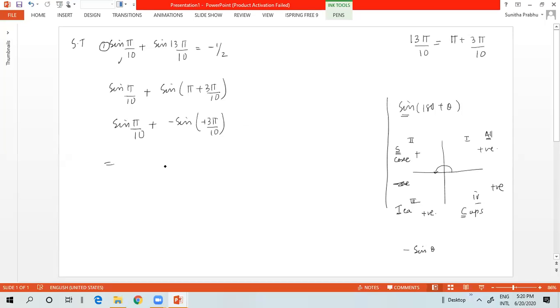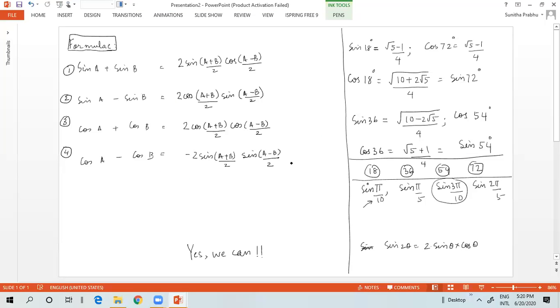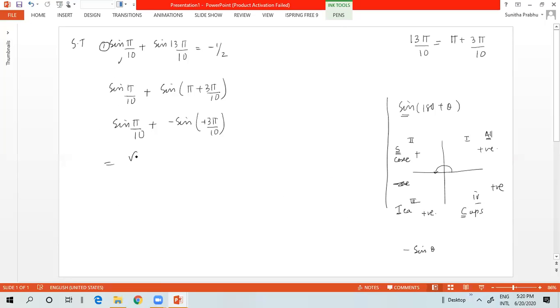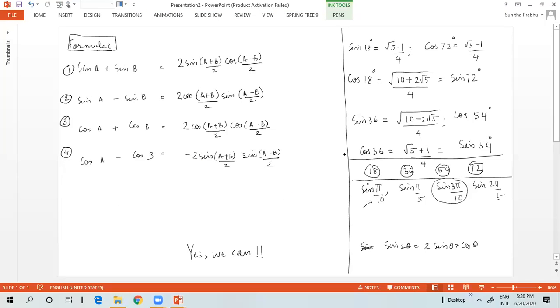Now we'll plug in the values. What is sine pi by 10? Root 5 minus 1 by 4, right? So root 5 minus 1 by 4 minus sine 3 pi by 10, which is sine 54, and that is nothing but root 5 plus 1 by 4.